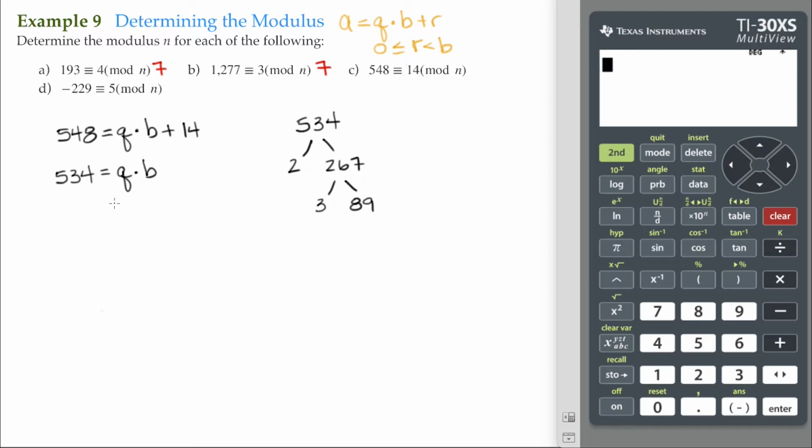So our remainder is 14. That's greater than or equal to 0, but it's got to be less than the modulus. And the modulus for here can't be 2, it can't be 3, and it can't be 6, because none of those are smaller than 14, so it's got to be 89. So we have 89.